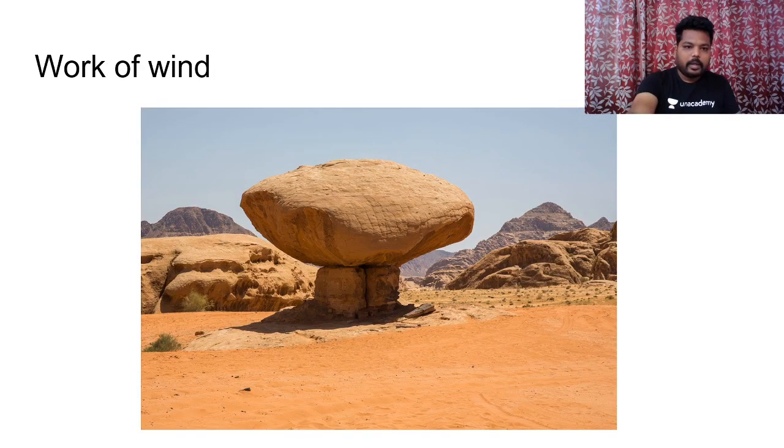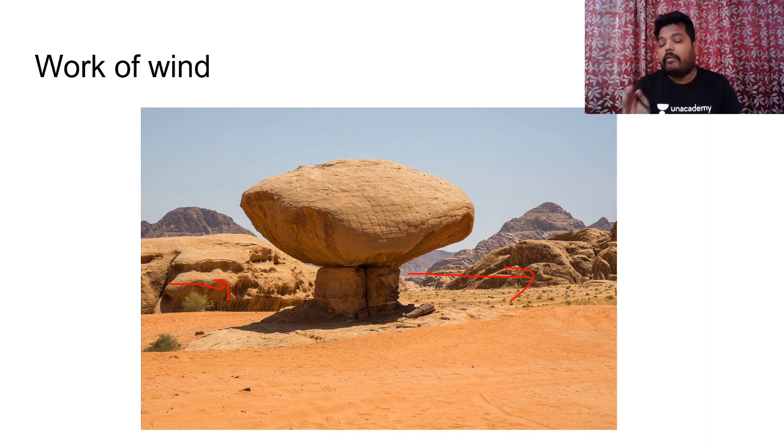Done. Next, the work of wind. Generally, wind is very much active in deserts. Why? Because it won't find many obstructions. So in the desertified regions, let's assume wind started moving in this direction, and wind tends to create or erode.